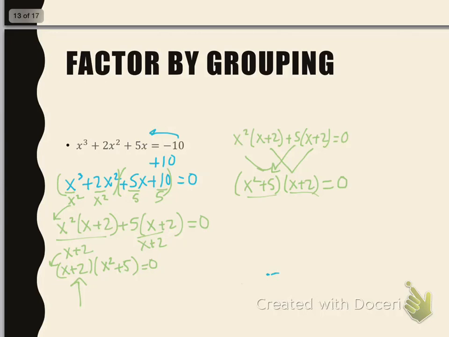Now that I can do this, I can do my ZPP. So x squared plus 5 equals 0, and x plus 2 equals 0. So I'm going to subtract 2 to get x is equal to negative 2. I'm going to subtract 5.